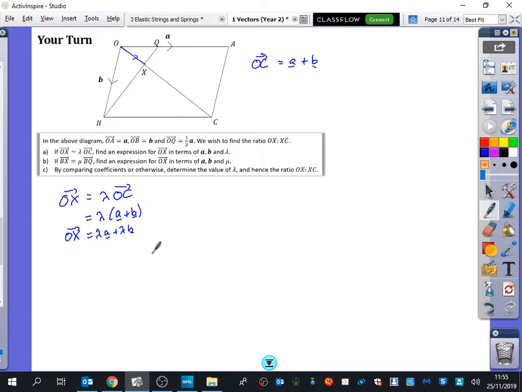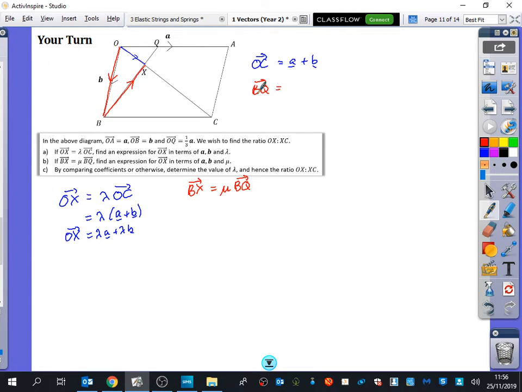Now, a few people were making a mistake in this second part. They were working out what the question said, which was BX, but they were forgetting that eventually you have to work out what OX is. So I'm going to start off by working out what the question said, which is what BX is. And they've told us that BX is some fraction of BQ. Well, I better work out what BQ is.